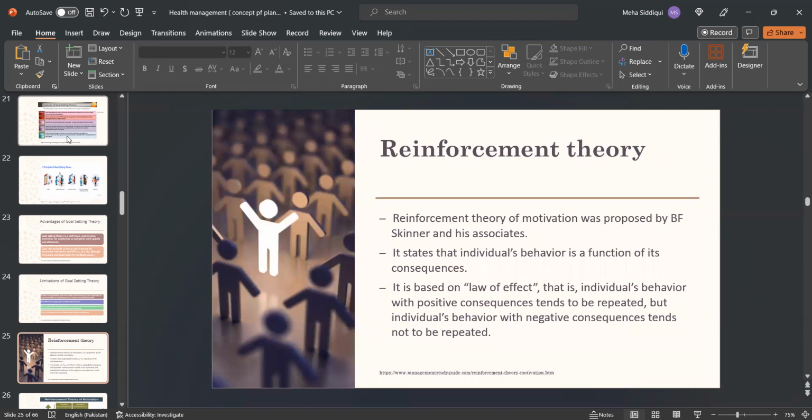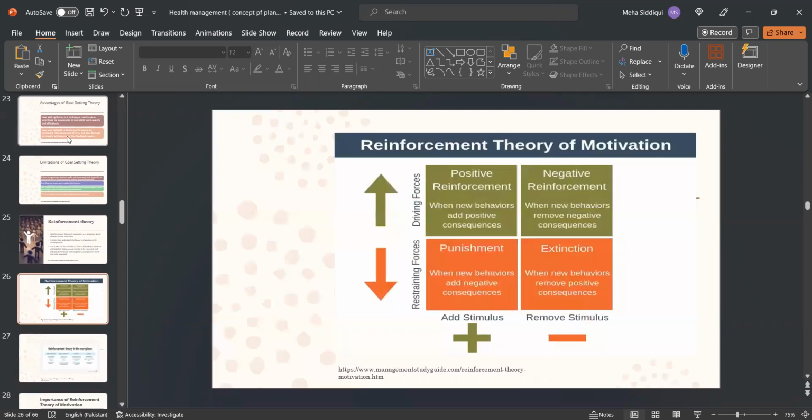Then comes reinforcement theory. It was proposed by Skinner and associates. It states that individual behavior is a function of its consequences. It is based on the law of effect, that is, individual behavior with positive consequences tends to be repeated, but individual behavior with negative consequences tends not to be repeated.